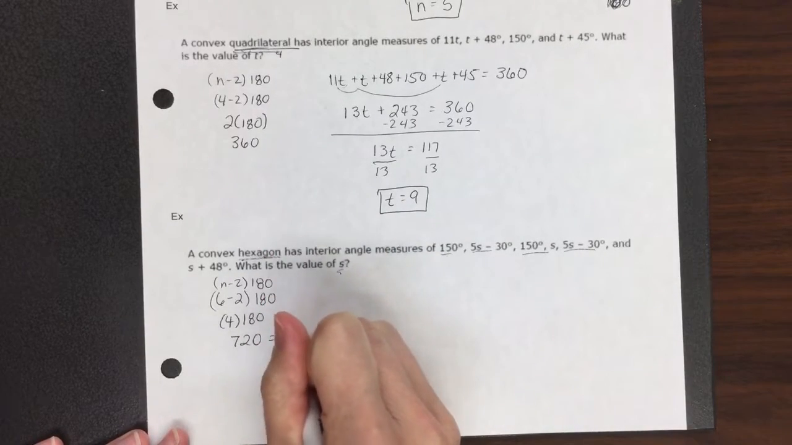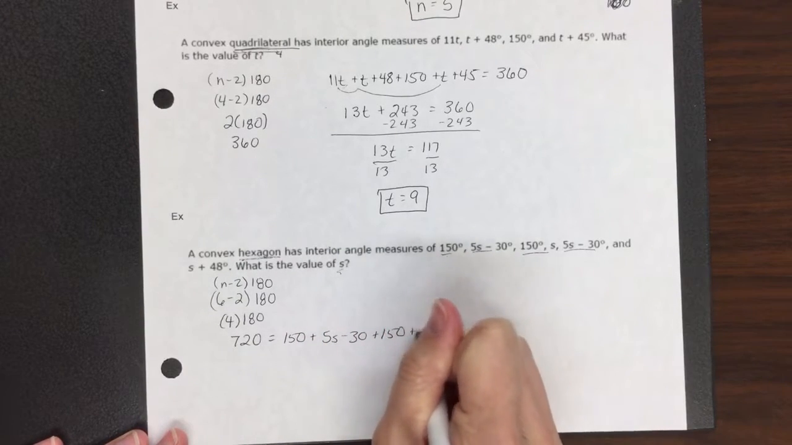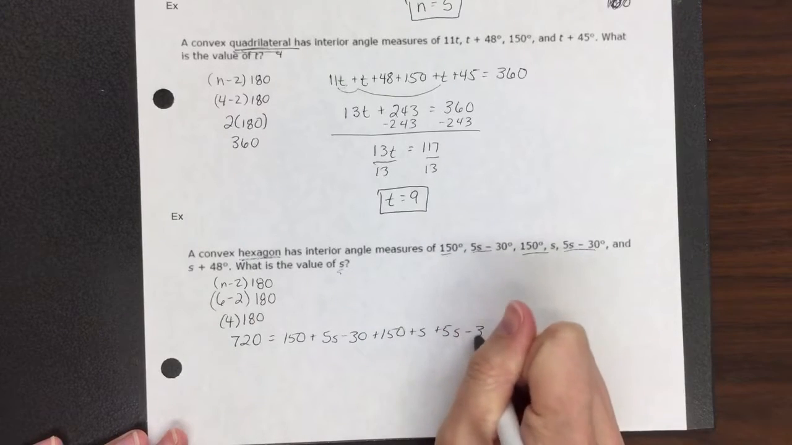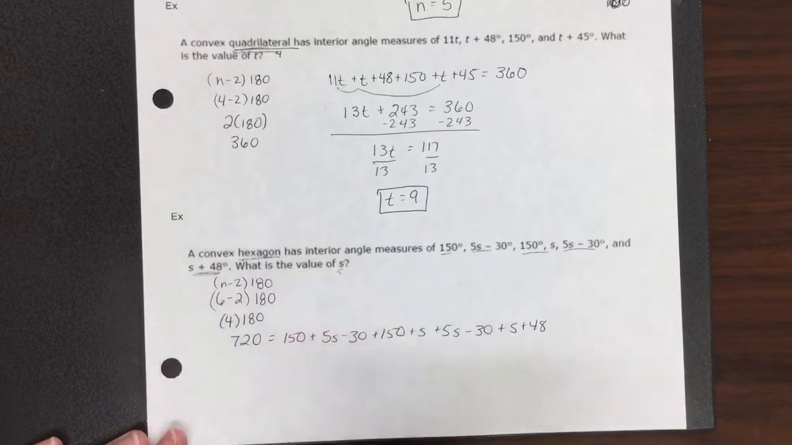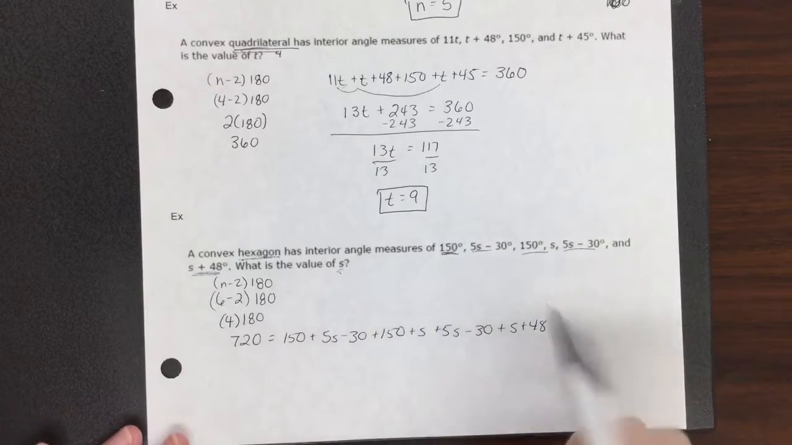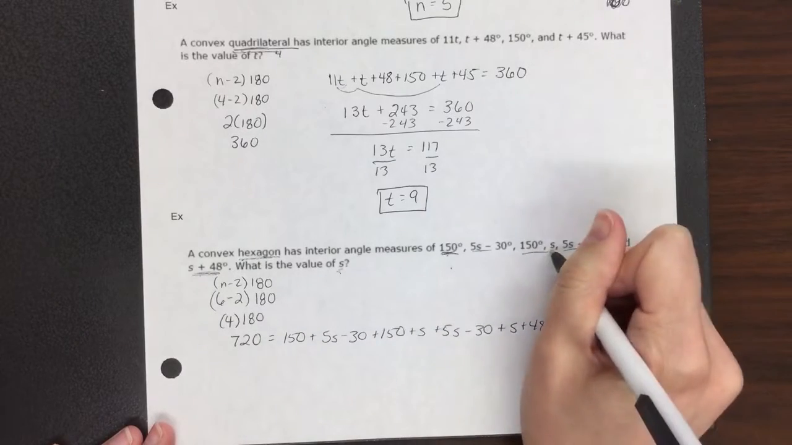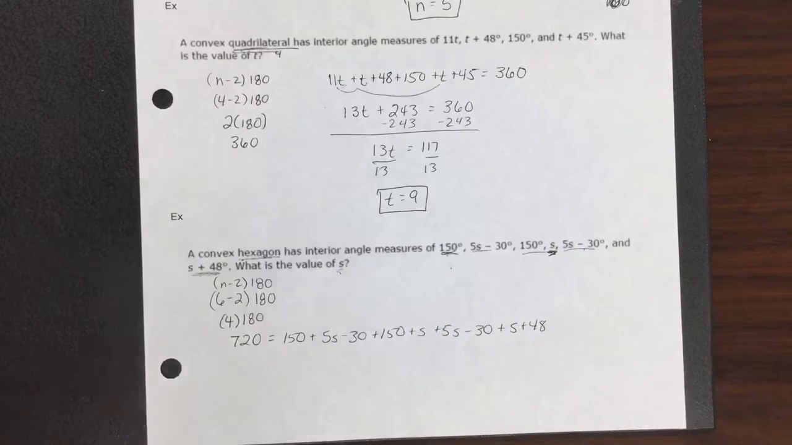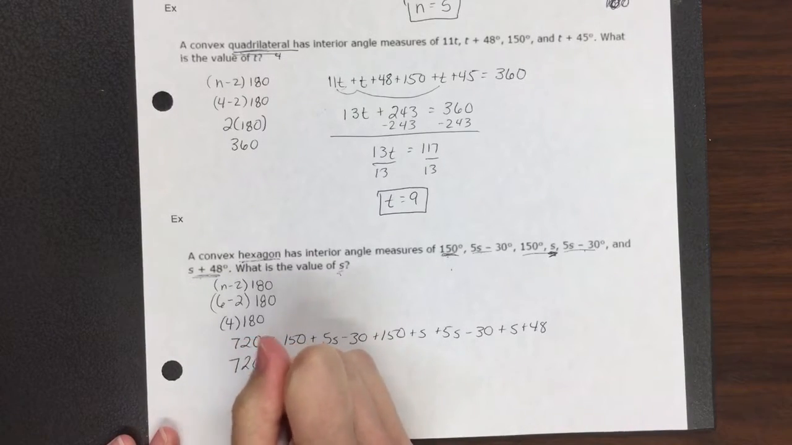Those angles have a value of 150 plus 5s minus 30 plus 150 plus s plus 5s minus 30 plus s plus 48. And I think with these problems, they're going to give you a value for each angle individually, so that's a way to double check. I don't know if they'll always do that. They could combine 2 of the angles together. Hopefully they wouldn't, but 1, 2, 3, 4, 5, 6. So there's 6 total, so that's a way to double check and make sure that remembering that a hexagon has 6 angles is right.